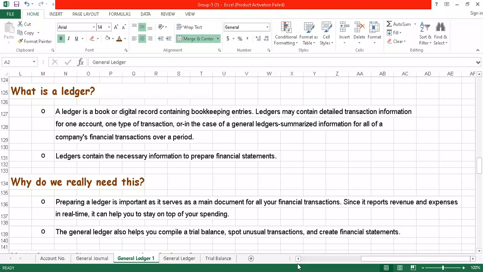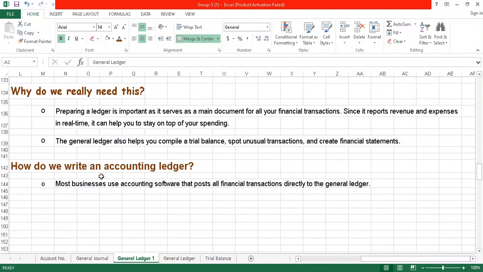Ledgers may contain detailed transaction information for one account, one type of transaction, or in the case of general ledgers, will summarize information for all of a company's financial transactions over a period. Ledgers also contain the necessary information to prepare financial statements. For short, transactions from subsidiary ledgers are periodically summarized and transferred to the general ledger, which contains transaction data for all accounts in the chart of accounts.